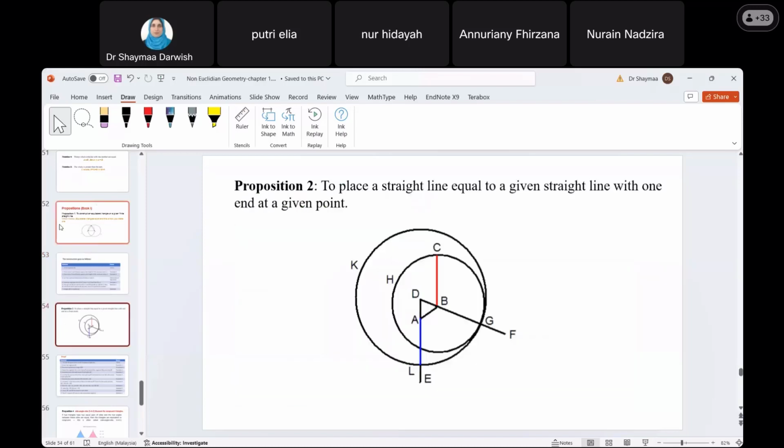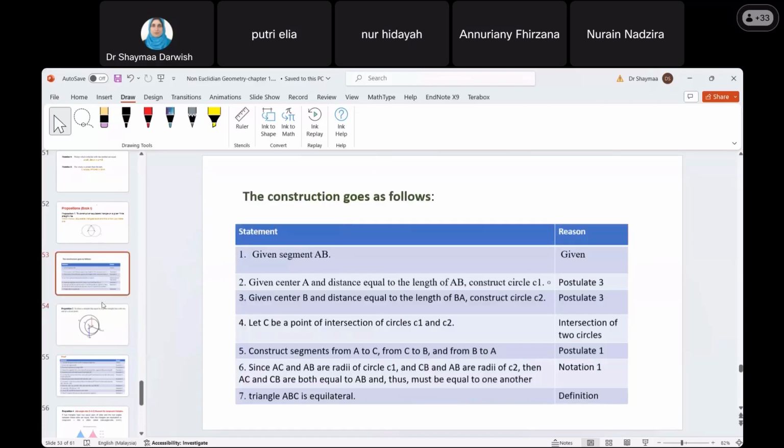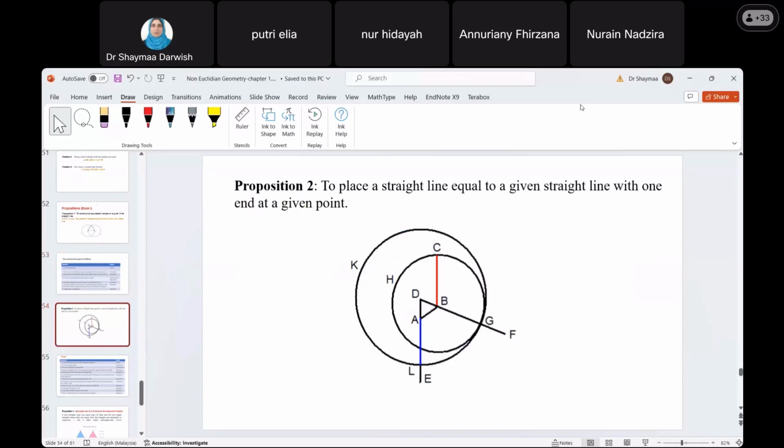Today I need to go to the second proposition. For this one we will use the straight line. We can draw a straight line equal to a given straight line with one end at a given point, which means that if I have a point A, for example, and a segment CB, this is the given information: a segment CB and a point A.